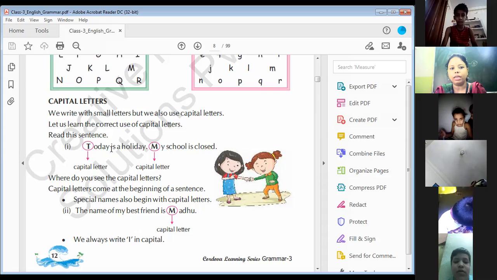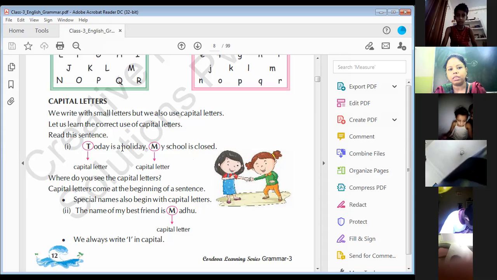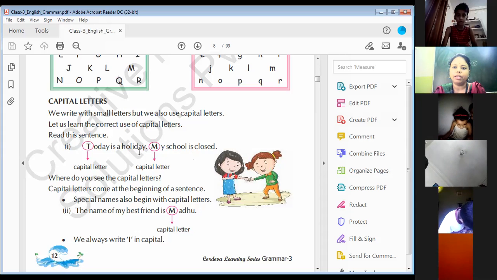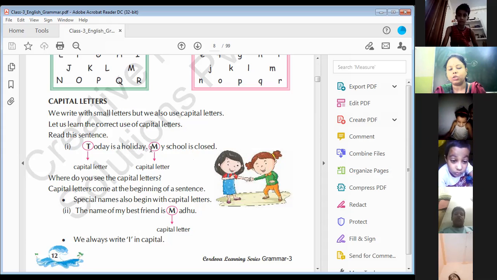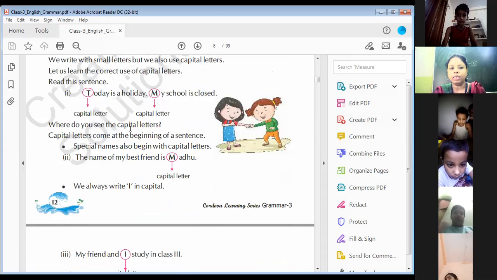So you can see, "Today is holiday. My school is closed." Here T is written in capital letter and the rest of the sentence is written in small letters. As you can see here also, M is written in capital letter. Where do you see the capital letters? Capital letters come at the beginning of the sentence. Special names also begin with capital letters.